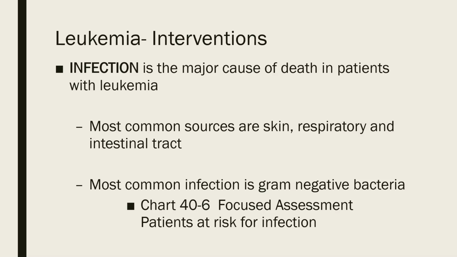On chart 40-6 is a focused assessment looking at patients at risk for infection. And just make sure that you look through that to see where we are with our patients who are more at risk for infection, who have the leukemia. If you read through it, it's very basic, your normal patients that would be at risk for infection, those kind of assessment things.